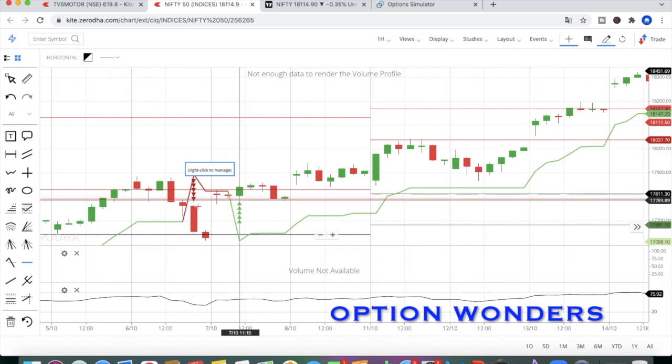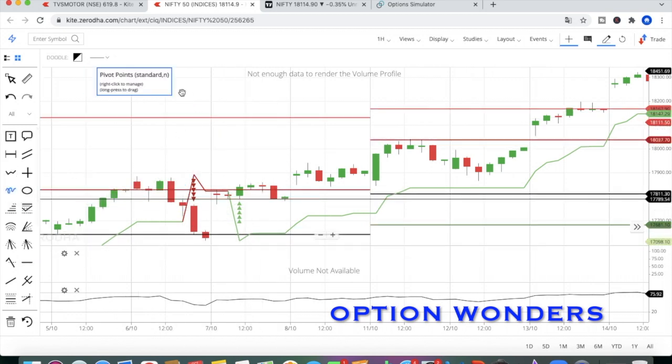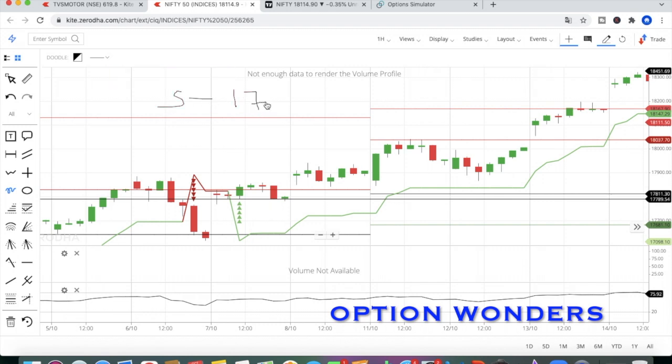Let's assume it's 17,800. So your strike price will be 17,800. Okay, strike price will be 17,800. And what is your entry point? This is your entry point, right? So let's see the entry point. This will be the entry point, this area, 17,849, which means 17,850.